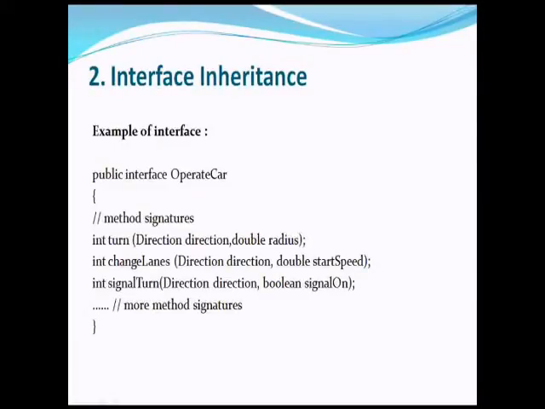Now we will look at interface inheritance. In the Java programming language, an interface is a reference type similar to a class that can only contain constants, method signatures, and nested types. There are no method bodies. Interfaces cannot be instantiated. They can only be implemented by classes or extended by other interfaces.